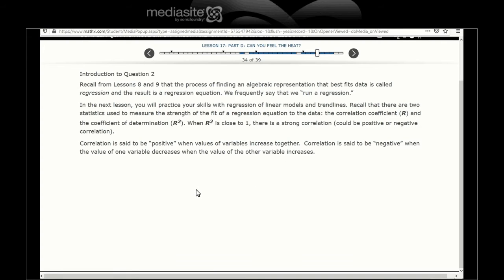Recall from lessons 8 and 9 that the process of finding an algebraic representation that best fits data is called regression. Remember, you have data, a best fit line, and how close it fits the line, an R. There are two statistics used to measure the strength of the fit of a regression: the correlation coefficient R and the coefficient of determination R squared.